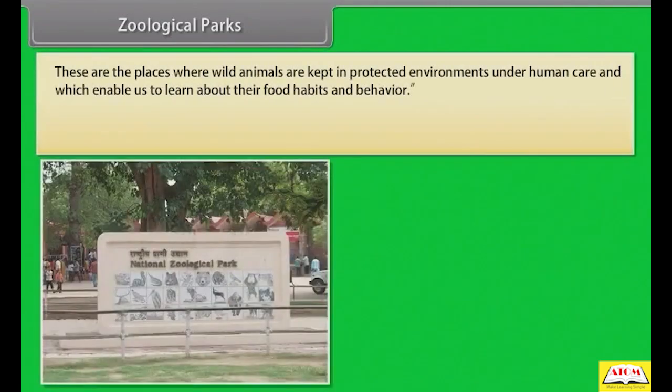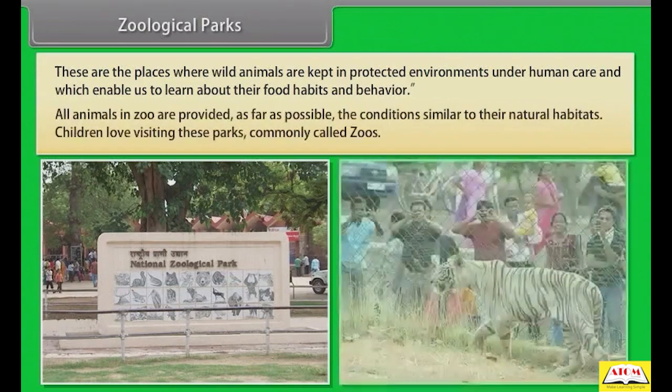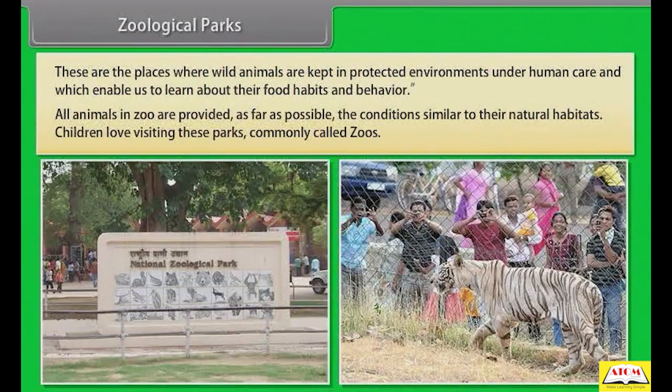Zoological Park: These are the places where wild animals are kept in protected environments under human care, which enable us to learn about their food habits and behavior. All animals in a zoo are provided, as far as possible, conditions similar to their natural habitats. Children love visiting these parks, commonly called zoos.